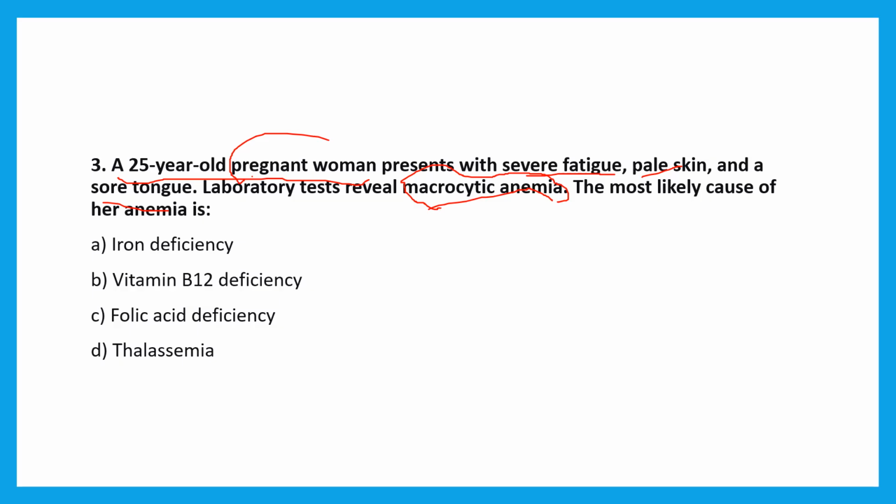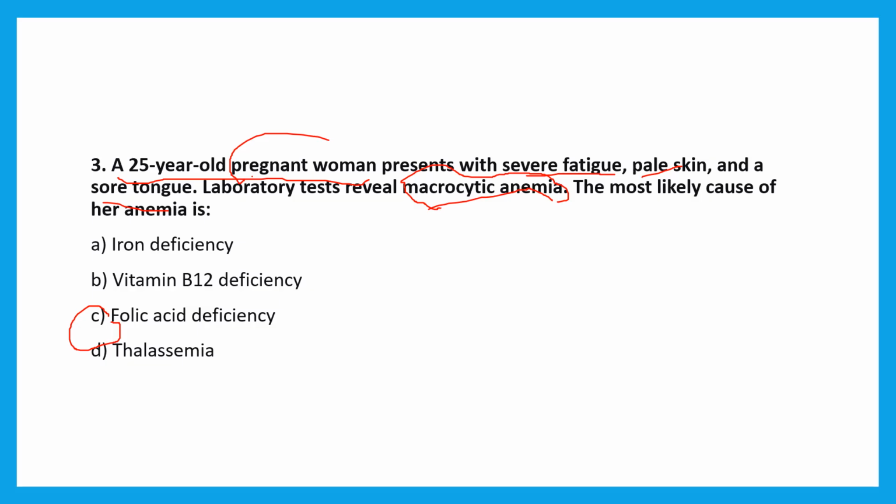So macrocytic anemia in a pregnant woman is highly suggestive of what? Folate deficiency, right? Folic acid deficiency. You might be tempted to say, oh, vitamin B12 deficiency, but look at the patient we're dealing with: a pregnant 25-year-old woman with macrocytic anemia.